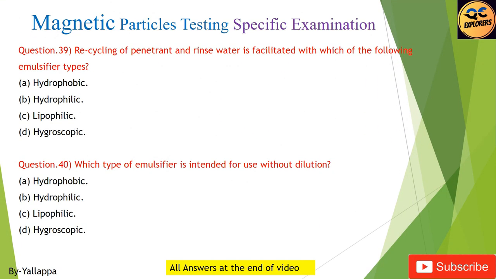Question 39. Recycling of penetrant and rinse water is facilitated with which of the following emulsifier types? Hydrophobic, hydrophilic, lipophilic, hygroscopic. Question 40. Which type of emulsifier is intended for use without dilution? Hydrophobic, hydrophilic, lipophilic, hygroscopic.